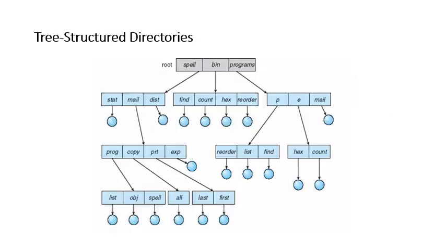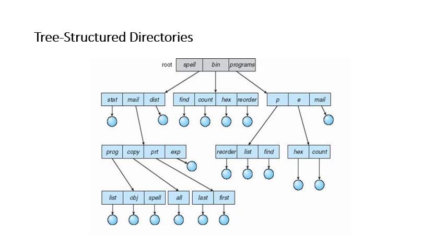So next, coming to the tree structure directory. As you can see, the structure itself is like a tree. First is the root, next are branches, and last are the leaf nodes. Until now we have seen the two level directory as a tree of height 2 only. If we want to generalize, we extend the directory structure to a tree of arbitrary height, and it allows users to create their own subdirectories and organize their files accordingly, as shown in the diagram.